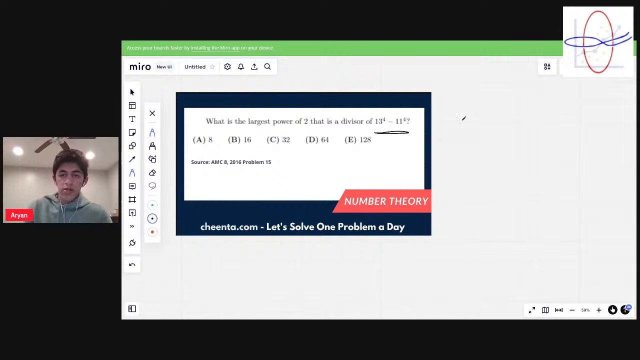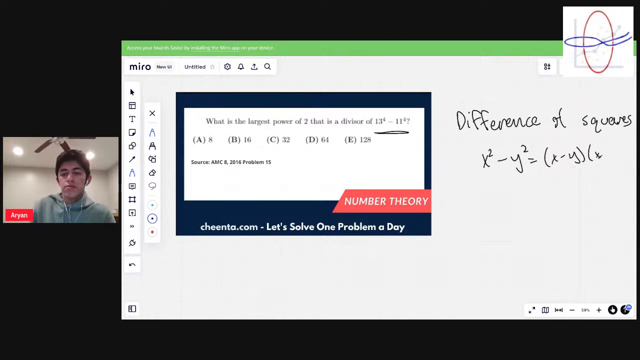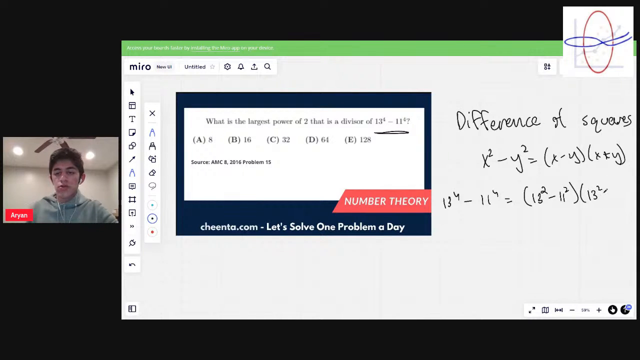And one way I know how to do that is using difference of squares. If I have x squared minus y squared, that's equal to x minus y times x plus y. So let's see how we could use that here. 13 to the 4th and 11 to the 4th are both perfect squares, and that means we could factor it as 13 squared minus 11 squared, times 13 squared plus 11 squared.